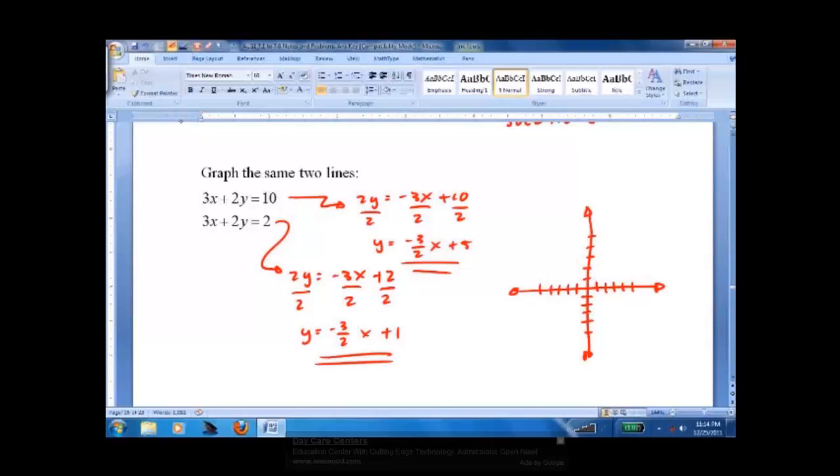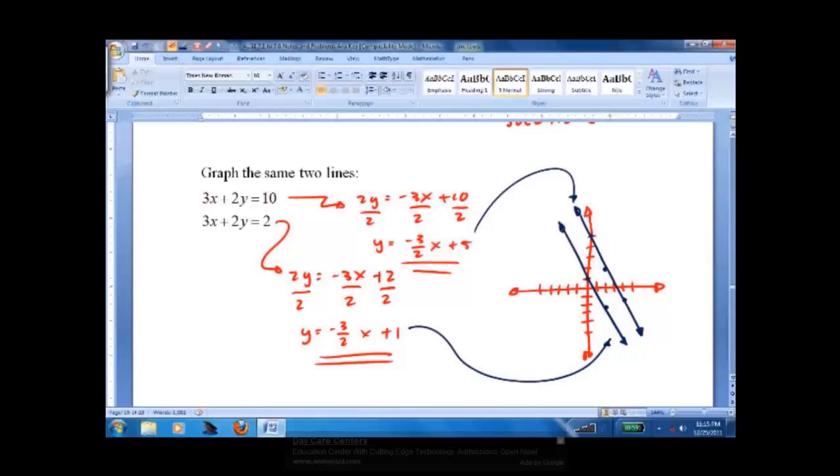Put them in different colors so we can see what's going on. So up 5, 1, 2, 3, 4, 5. Down 3, 1, 2, 3 over 2. 1, 2, 3 over 2. Hopefully they line up, which they don't quite. It's because I got a curvy line there. There we go. And that's this one. The other one's plus 1. Down 3 over 2. So that's this line here.